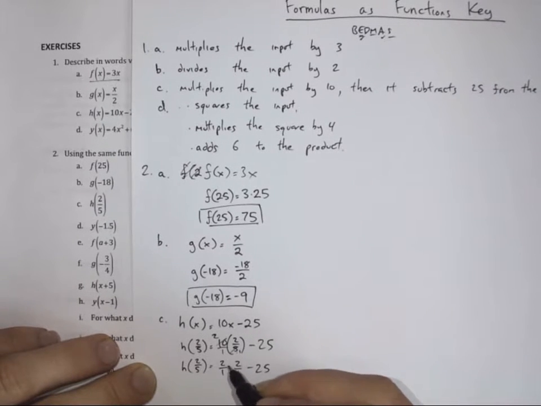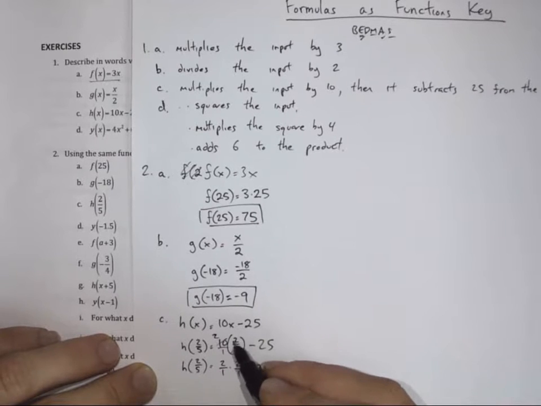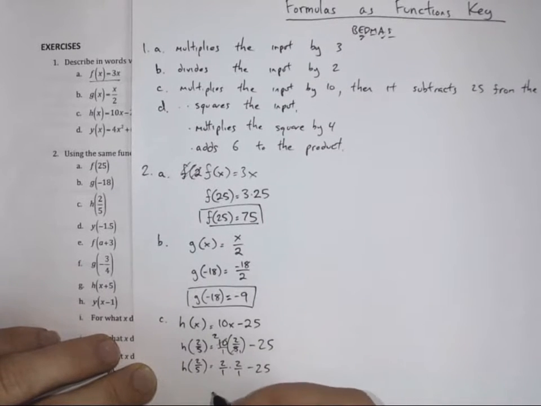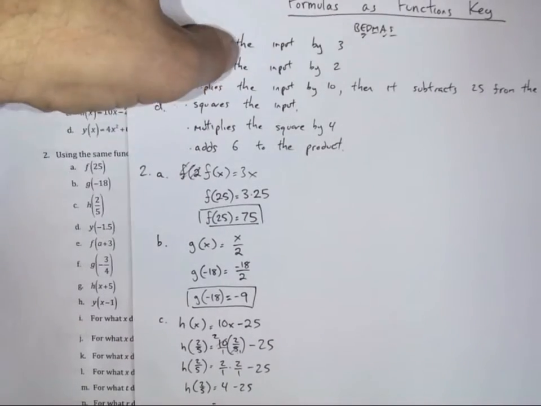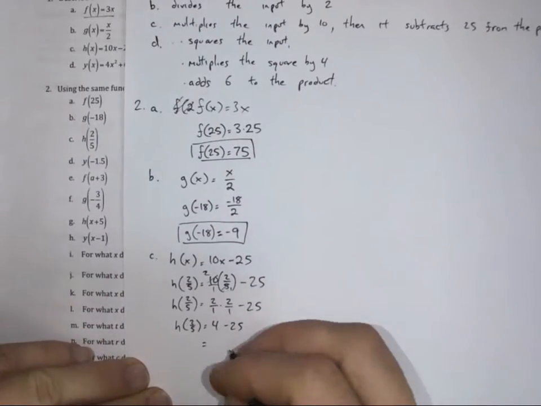But usually I would probably skip this step. And then we can say, okay, well really what we're looking at is 2 times 2, which is actually just 4. So h of 2/5 is 4, take away 25, which is, what is 4 take away 25? That's negative 21, right? Yeah, negative 21.